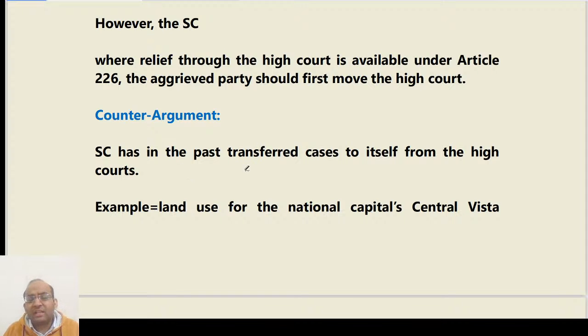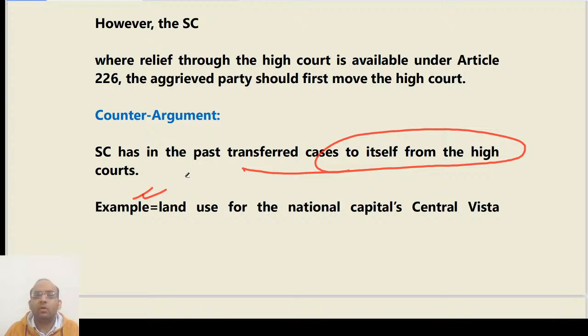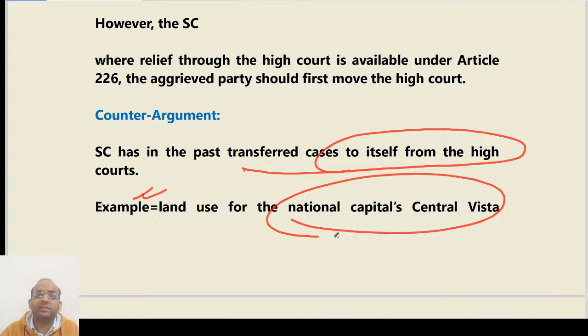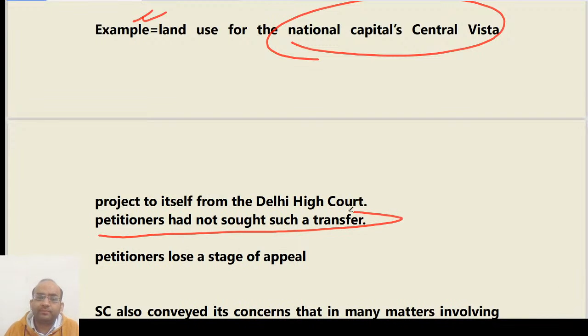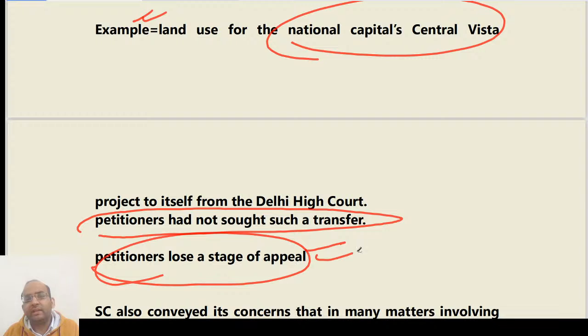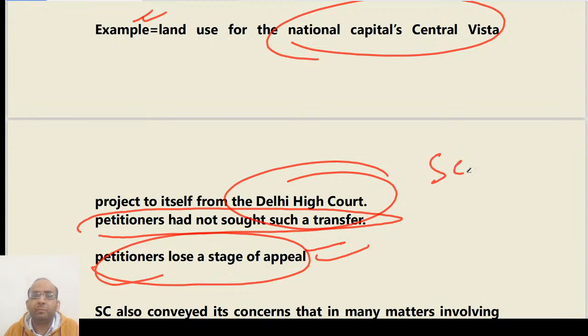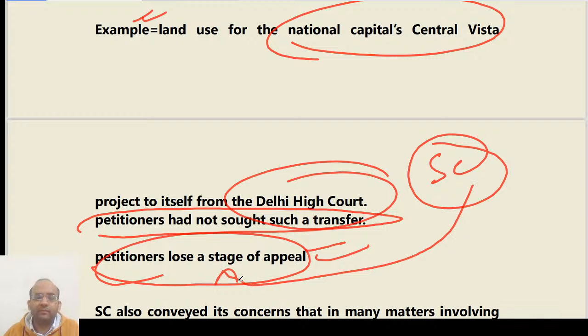The Supreme Court has transferred cases to itself from the High Court. For example, the National Capital Central Vista Program we have discussed in the previous class. Here, the petitioner has not demanded such a transfer. The Supreme Court took it up to itself, and the petitioner loses the stage of appeal. In case they were not satisfied with the Delhi High Court judgment, they could appeal in the Supreme Court. Now, if the Supreme Court does not give a favorable judgment to the petitioners, they cannot appeal it further.